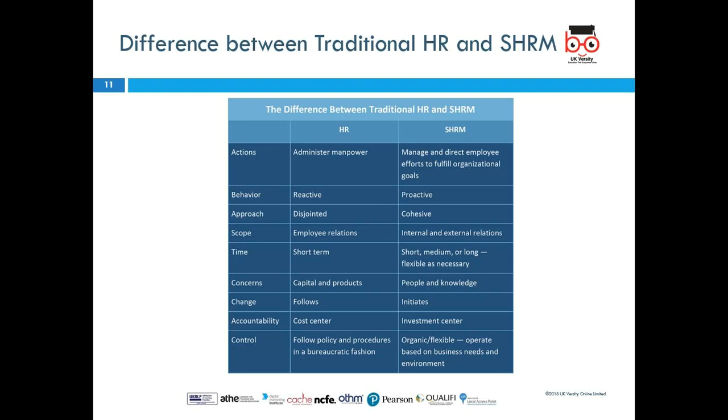Traditional HRM obviously just focuses on your employee relations with trade unions or individual employees, whereas strategic HRM will look at both the internal but also the external relations with wider stakeholders. It's more long-term. Traditional HRM tends to be very short-term and reactive. Strategic HRM tends to be more long-term and proactive.